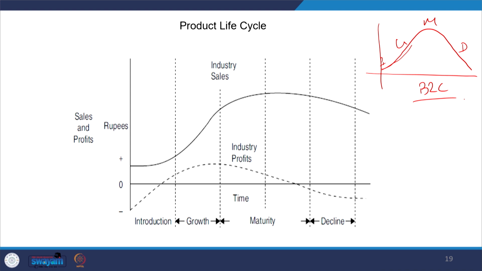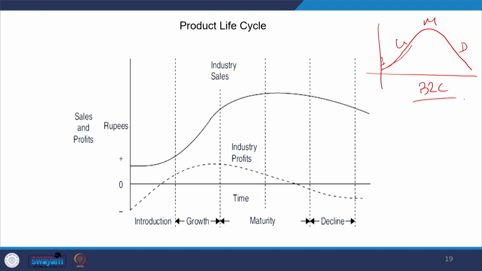Now this is again not necessary for all kinds of B2B products. If you look at some other products which are highly high tech in nature, it will be something like this, and then it might fall. What is happening is that it takes a lot of time to grow, it stays for very little time in maturity, and then again it falls very rapidly. This is generally what you will find for a high tech product.